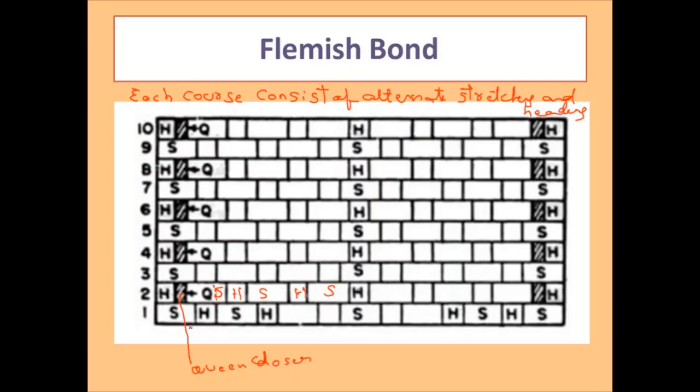So again if you see the lap length in this bond, what will be the lap length here? Again it will be 1/4 of the brick length, because if you see this total portion here, this is half of the brick, this is 1/4 of the brick, and this is 1/4 of the brick length. So lap length is the same again, that is 1/4 of brick length.